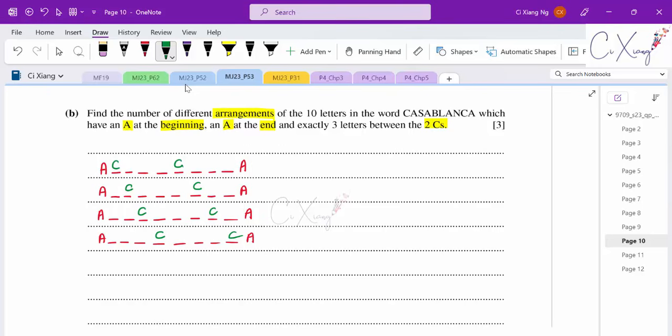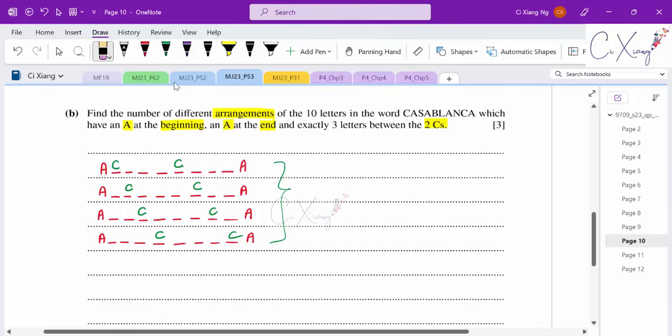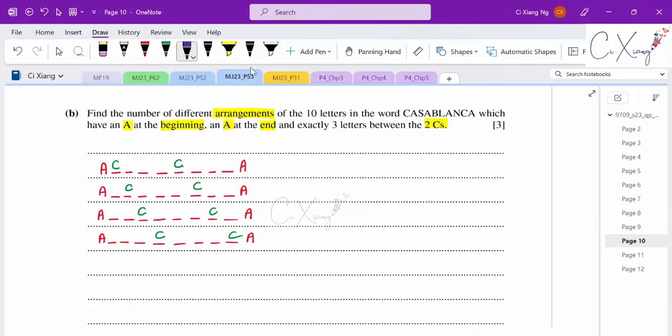So that means later, after I calculate all the arrangements, I have to multiply by 4 because we have 4 different cases here. Now what we want to do is arrange the remaining letters. I need to arrange the 6 letters here: 2 As, then 1 S, 1 B, 1 L, 1 N. To arrange the 6 letters, the step I have should be 6 factorial.